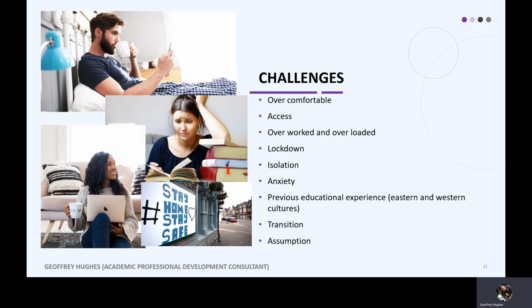The challenges that students face then, they face things like students can be over comfortable, they may have access issues towards online learning, they may have access issues to university, to campus. Students might start to feel like they're overworked or overloaded due to limitations in understanding around how people find their private lives.